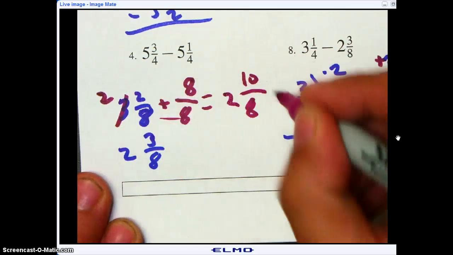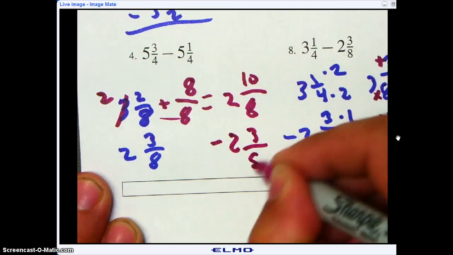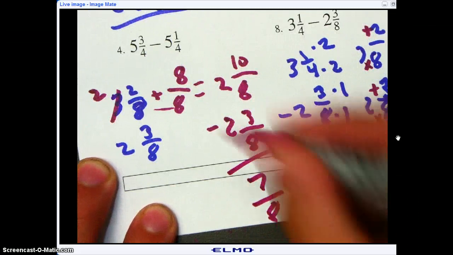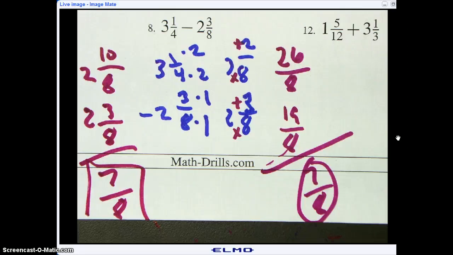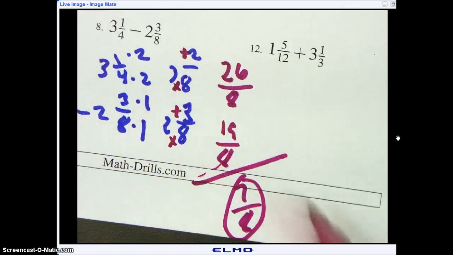So we have our 2 and 10 eighths minus 2 and 3 eighths. 10 minus 3 is? 7. 7 eighths. 2 minus 2 is? 0. So we got the same answer. So either way works. Like I said, to me this is easier, but for some reason the other is easier for a lot of people. You pick the way that you want to do it. Any questions? Ian?